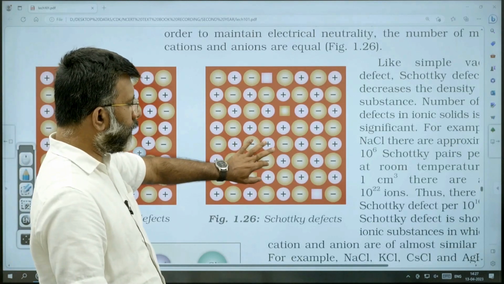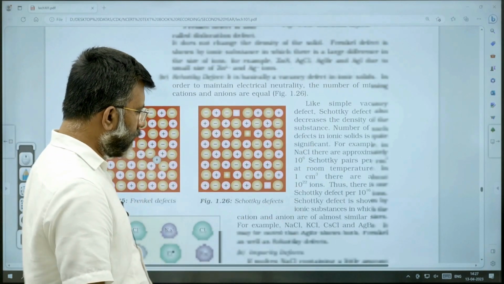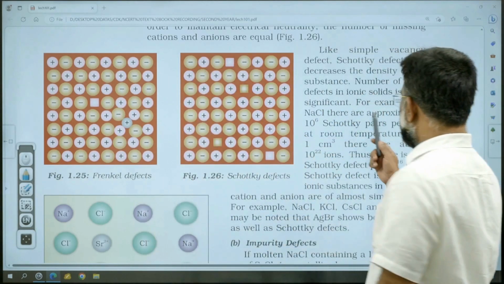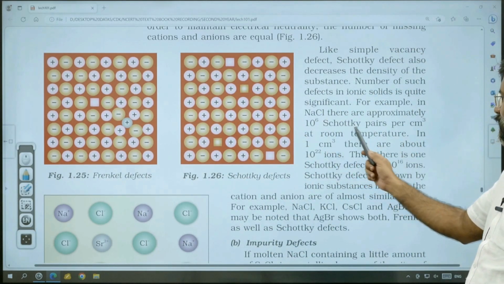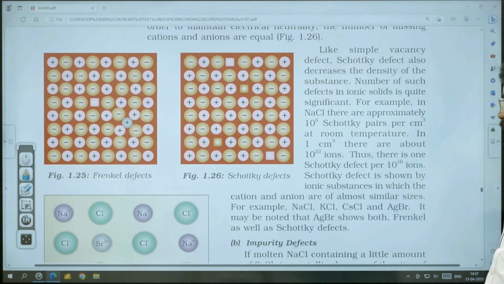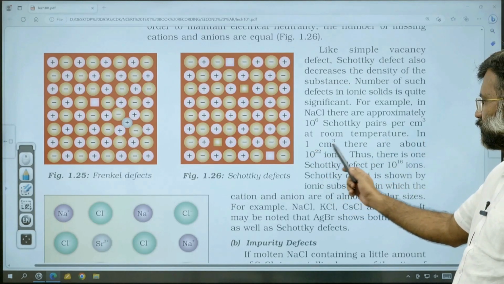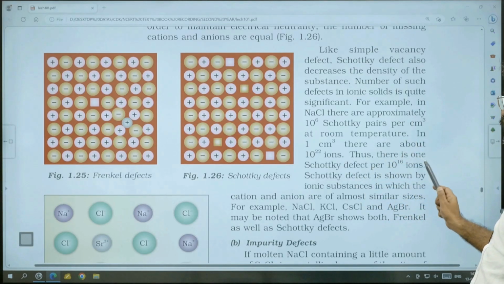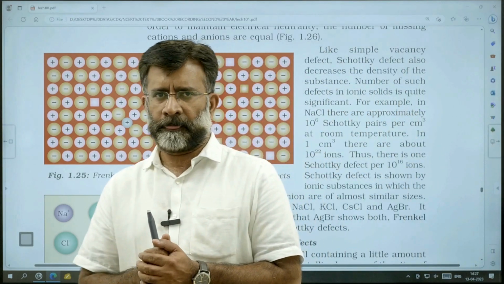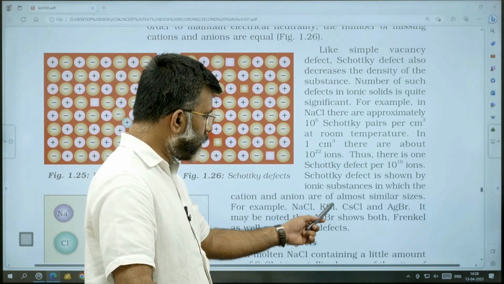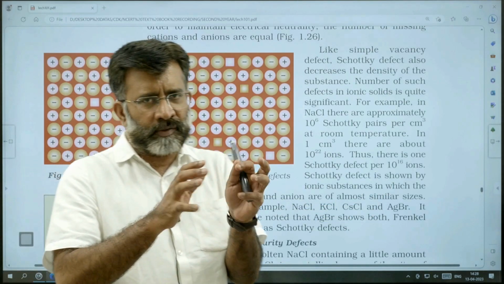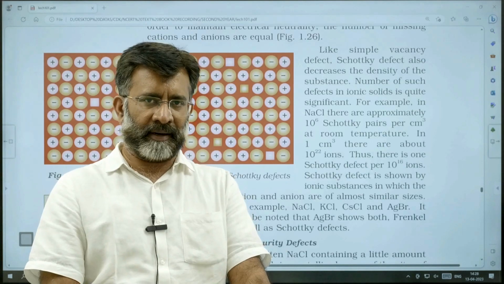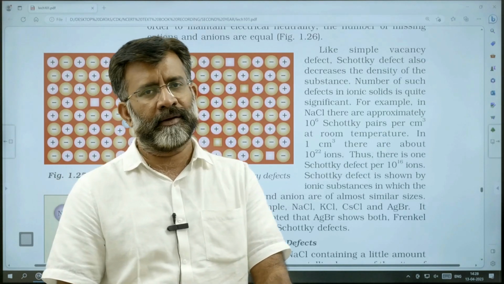There is certain observed data given which you can find in the NCERT, since diagrams are available. In NaCl, there are approximately 10 raised to 6 Schottky pairs per centimeter cube at room temperature. That is, in 1 centimeter cube, there are 10 raised to 22 ions. There is 1 Schottky defect per 10 raised to 16 ions. That means it is a significant defect. It is observed in crystals like NaCl, KCl, CsCl, AgBr, etc., where the sizes of cation and anion are comparable. AgBr is to be specifically noted because AgBr is able to show both the Frenkel defect and Schottky defect.